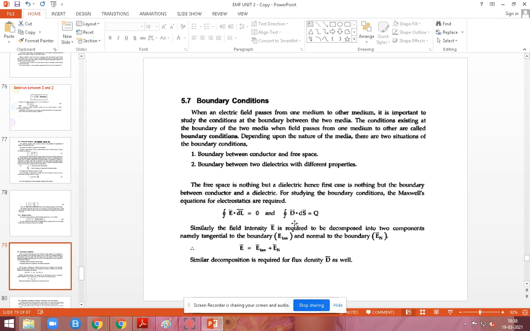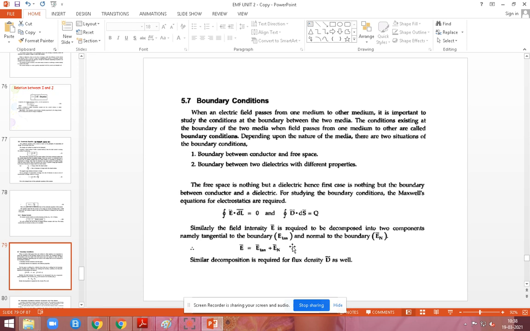Okay, E na enna, D na enna? E is nothing but electric field intensity, D is nothing but electric flux density. In the two equations we are going to equate with 0 and Q. So electric field intensity with the curl equal to 0, and the electric flux density with the divergence equal to Q, will represent the Maxwell equation for the electrostatic.